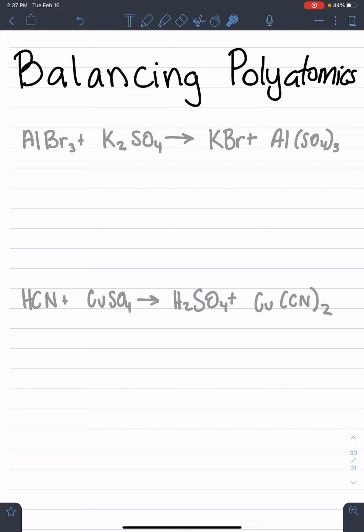Alright, so this is going to be really similar to what we've been doing. I'm going to show you two different methods. I'm going to show you the one that you're really comfortable with for this top one, and then I'm going to show you one that you're a little bit less comfortable with for this bottom one. Alright, you can decide how you want to do them.